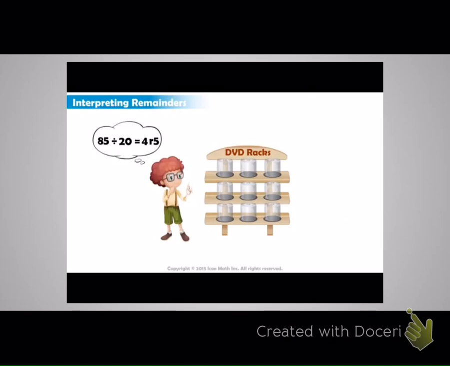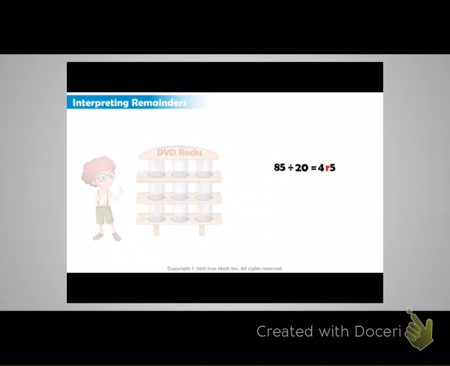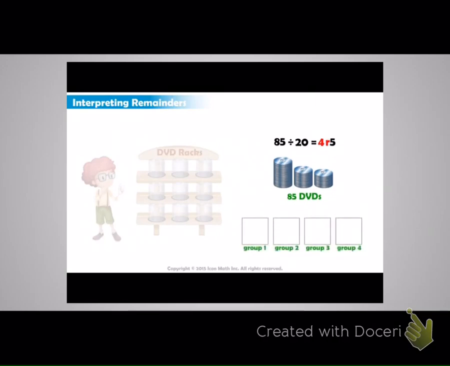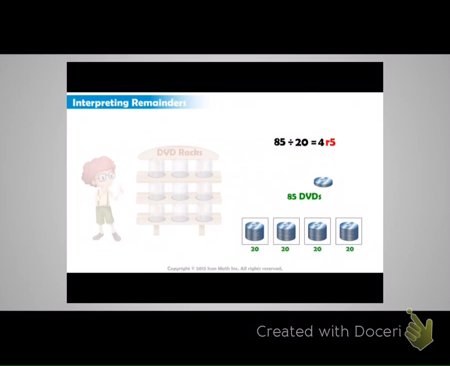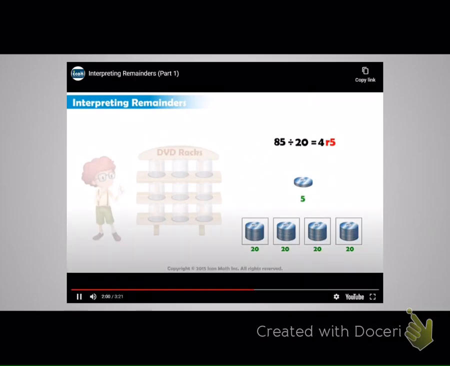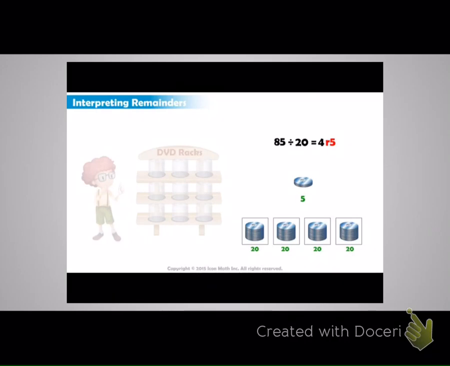Now, Alex must interpret the quotient and the remainder. Dividing 85 by 20, Alex took 85 DVDs and split them into equal groups of 20. The quotient is 4, so there are 4 equal groups, each has 20 DVDs, and the remainder is 5. So there are 5 DVDs left over after Alex split his 85 DVDs into groups of 20.